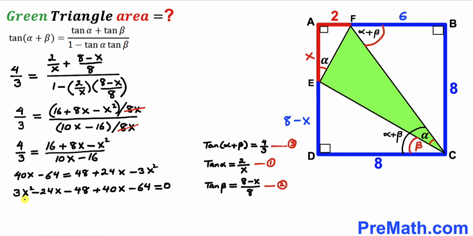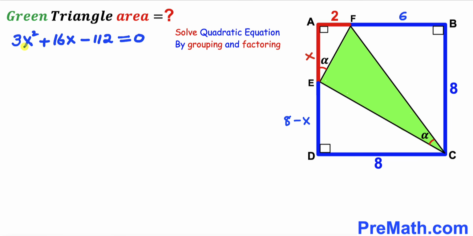And now we are going to combine the like terms. So we are going to get 3x squared plus 16x minus 112 equal to 0. So thus we end up with this quadratic equation, and we are going to solve it by grouping and factoring. And now let's focus on this middle term.